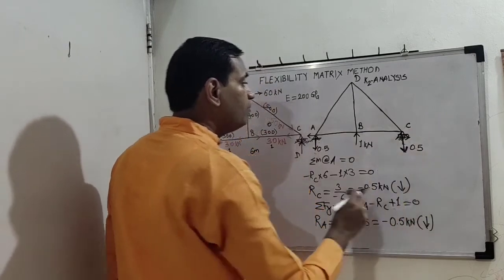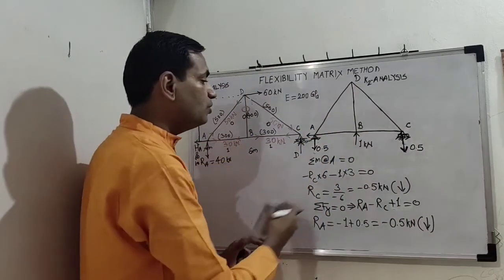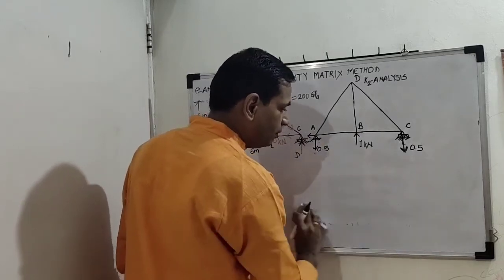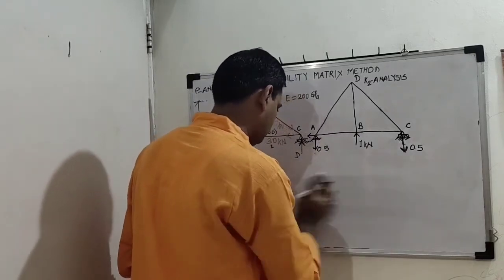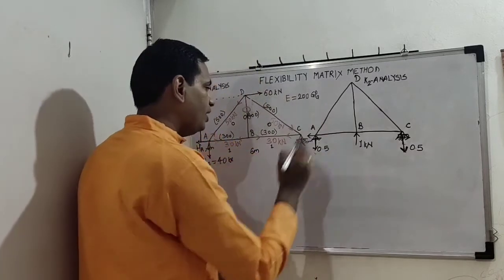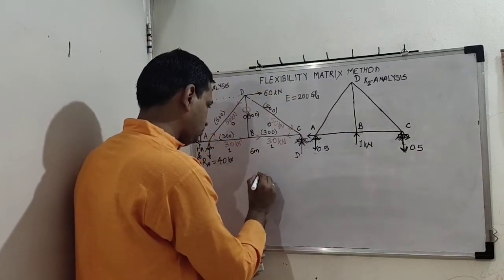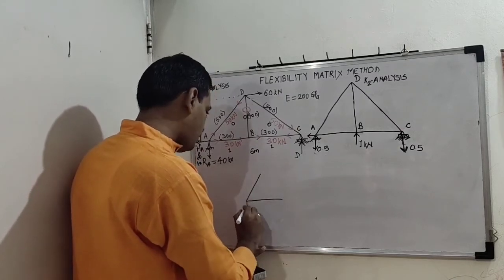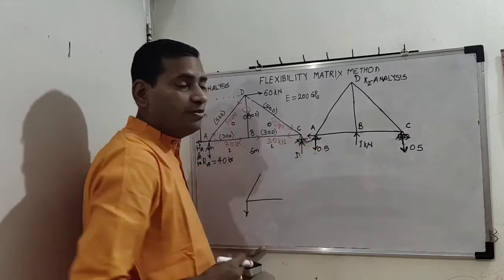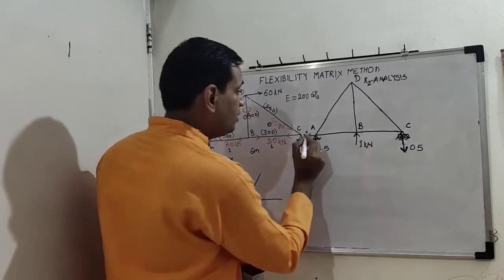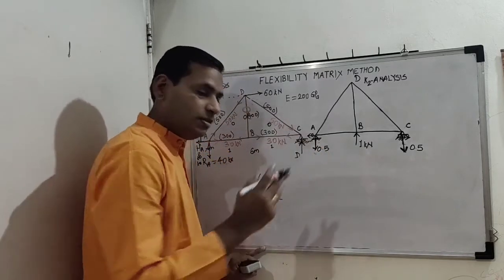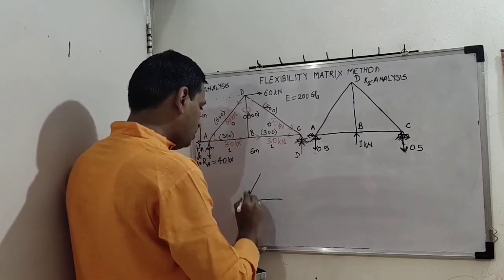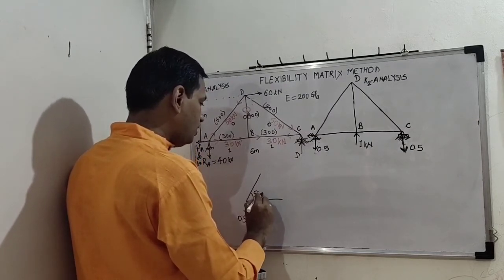Now we will find out member forces, taking the joints one by one. So joint A. 0.5 is here. HA will be 0 because there is no horizontal force. This reaction is 0. So this is 0.5 kilonewton downward. This angle is 53.13.